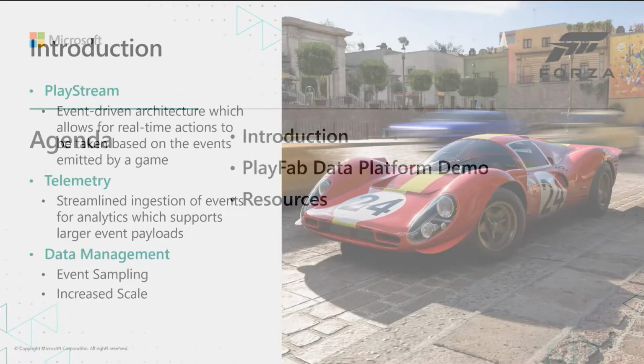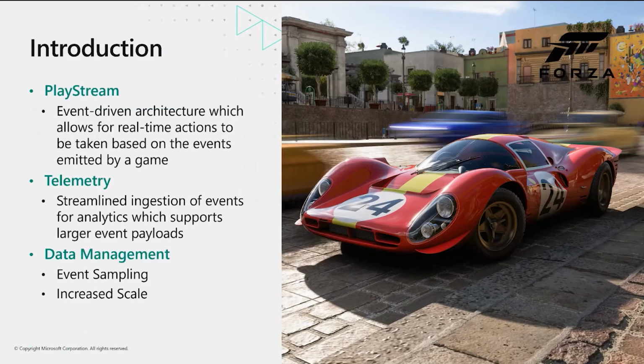First, an explanation of PlayStream and telemetry. PlayStream is our event-driven architecture, which allows for real-time actions to be taken based on the events emitted by a game. Actions can include sending emails and push notifications, banning players, custom logic you define, and much more. Telemetry is a streamlined ingestion of events for analytics, which supports larger event payloads than PlayStream.